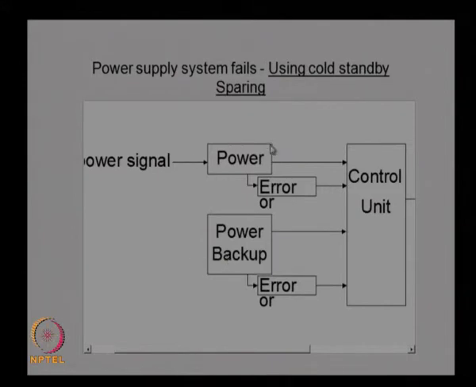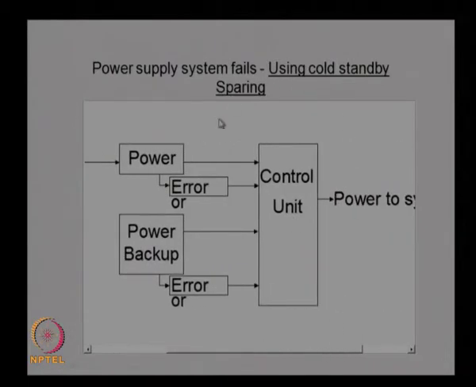Whenever the main power fails, we can connect it to the backup power, and it can be used for controlling the system, or for powering up the system. So, again, it is a method of providing a standby power supply to avoid any faults in the system. All these methods provide fault tolerance for the system.